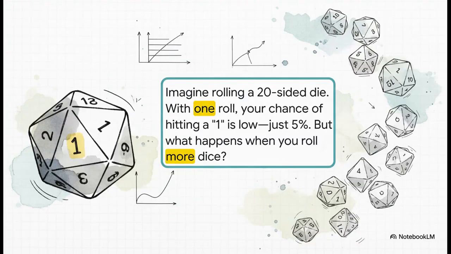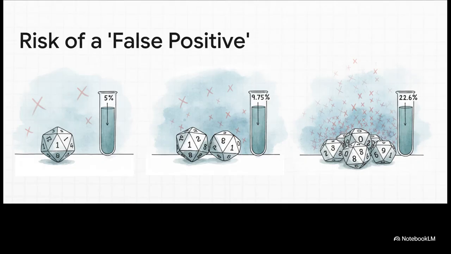To make this super clear, let's use an analogy. Let's talk about dice. Imagine you've got a 20-sided die, and your only goal is to roll a 1. With just one roll, your chances are pretty slim, right? Only 5%. But what happens if you just keep rolling more and more dice? Well, your odds start to look suspiciously good. With just 5 dice, your chance of seeing at least one 1 shoots up to over 22%. It's the exact same thing with statistical tests.